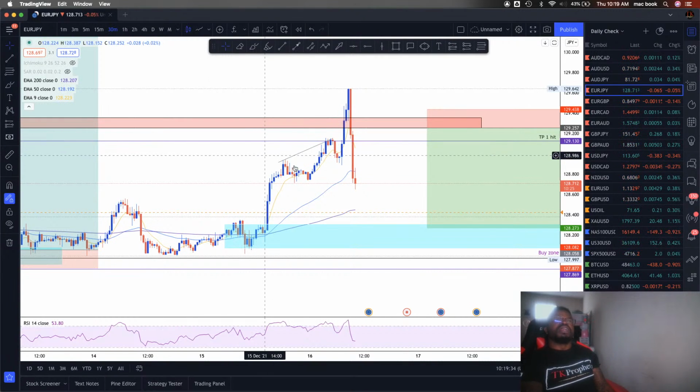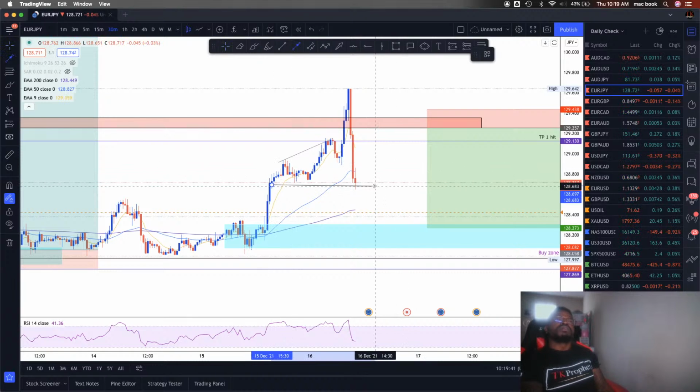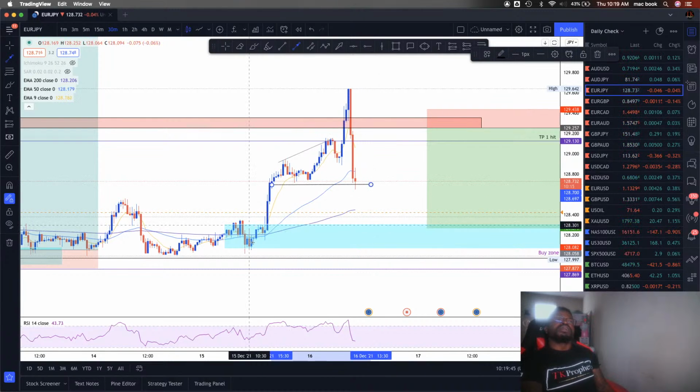We missed this setup, and now we're waiting on this area to be broken for price to pull back to this area to let us in another buy entry for our Euro JPY buy.